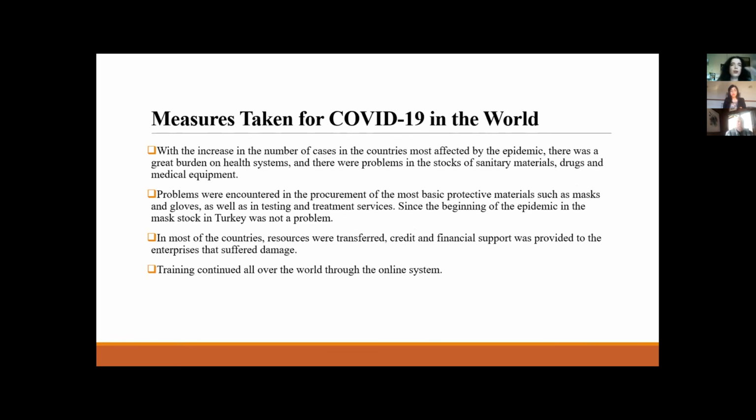Now, this topic is for me and for health workers. With the increase in the number of cases in the countries affected by the epidemic, there was a great burden on health systems, and there were problems in the stocks of sanitary materials, drugs, and medical equipment. Problems were incurred in the procurement of the most basic protective materials, such as masks and gloves, as well as in testing and treatment services.